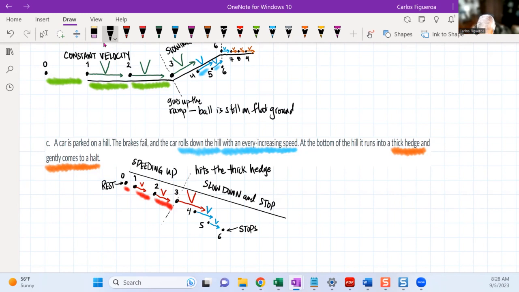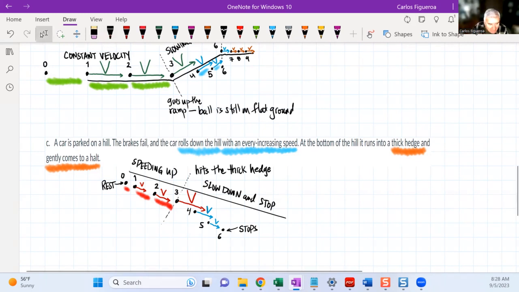So you're seeing how I'm trying to draw these motion diagrams right here. So this is what I'm hoping that you really practice a lot on your homework.